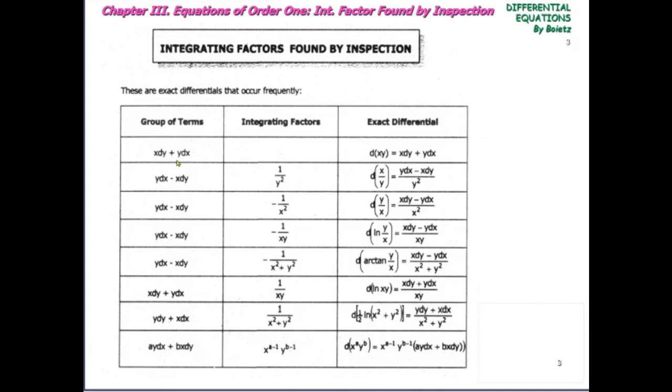Okay, so normally, if you can see all of this group of terms in your simplified differential equation, wherein you can find x dy plus y dx, that is the exact differential of, ito, derivative ng xy. So product ng xy. Okay, and if you can see this one in your simplification, y dx minus x dy, you can multiply this by the integrating factor 1 over y squared as we did in linear differential equation. Di ba? We multiply the integrating factor.